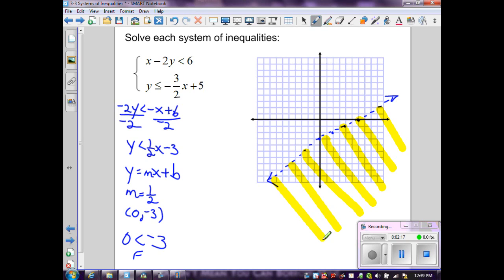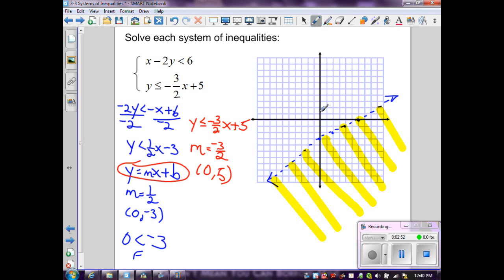Now I go back to the other inequality, and I'm going to do the same. I'm going to solve for y, which it already is. So y is less than or equal to a negative 3 over 2x plus 5. Using this formula again, my slope is a negative 3 over 2. So it's going to decrease from left to right, and my y-intercept is 0, 5.